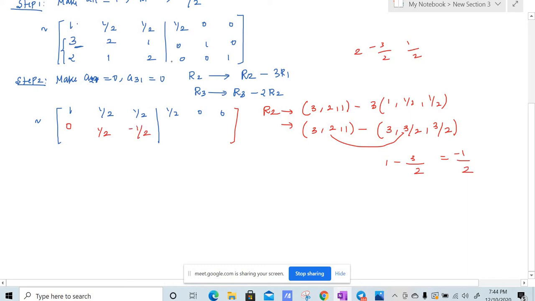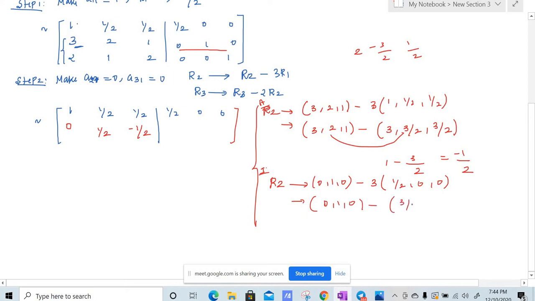Right? And remember, whatever operation we are applying in this row, we need to apply to this matrix also. So in this matrix, R2, this is for the A matrix and this is for the identity matrix, and here what is R2? R2 is 0 1 0 minus 3 times R1, so 1 by 2 0 0. So this will be 0 1 0 minus 3 by 2 0 0, and this will be minus 3 by 2, 0 minus 3 by 2, minus 3 by 2, 1 minus 0 1 0 minus 0 1, right? So we have transformed this entire R2.